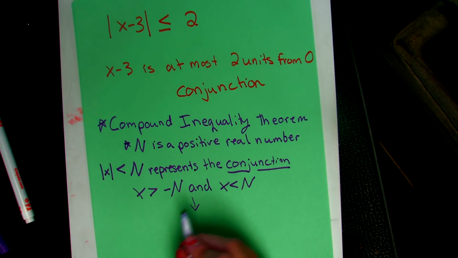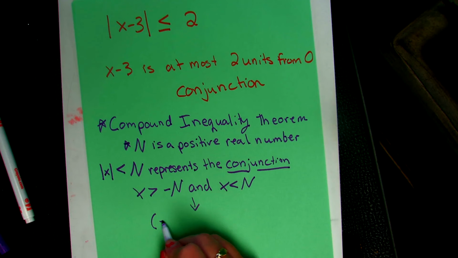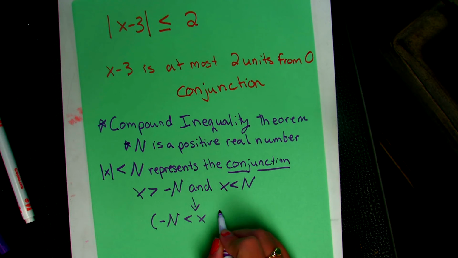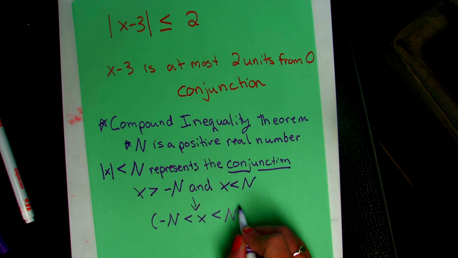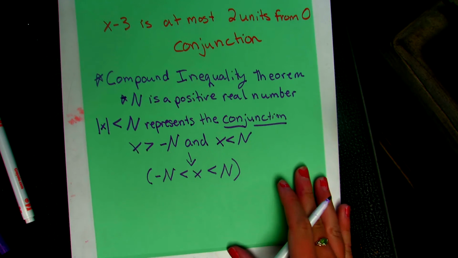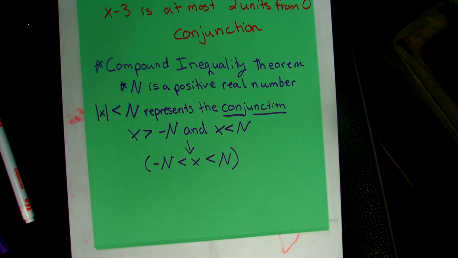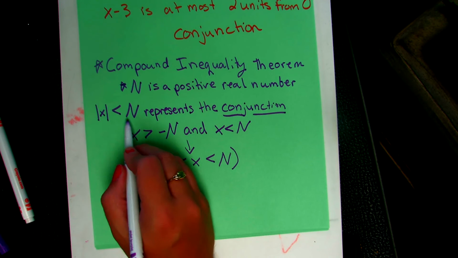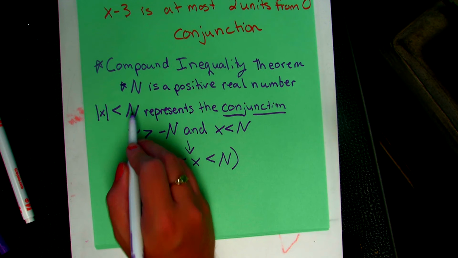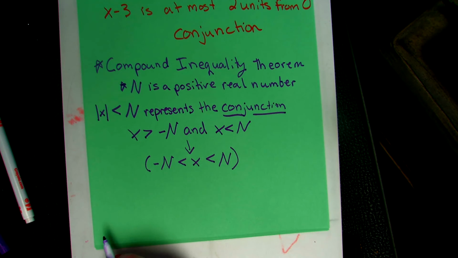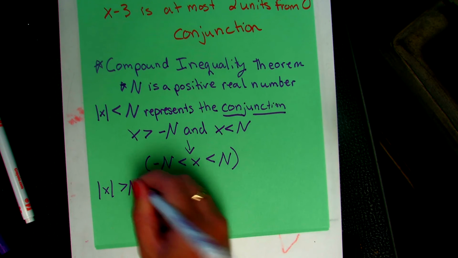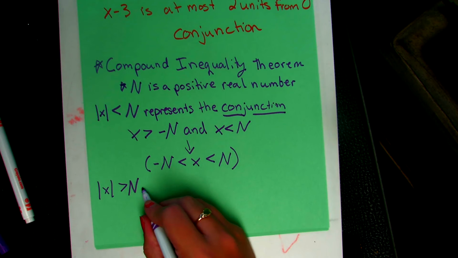So if you were to write it as one line, you would say this: -n < x < n. That's when we have a conjunction, when we have the absolute value of x is less than a positive real number. Let's say we have the absolute value of x is greater than a positive real number. Then we have what's called our disjunction.